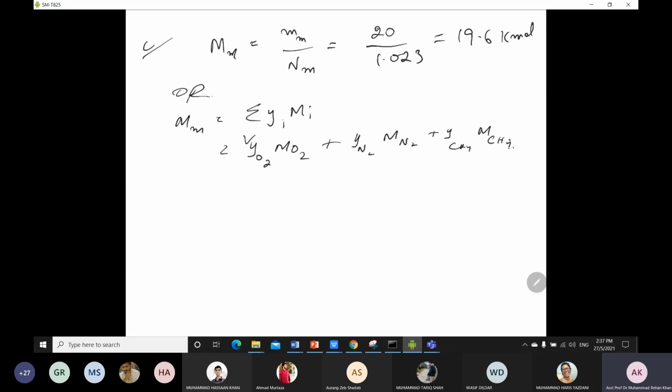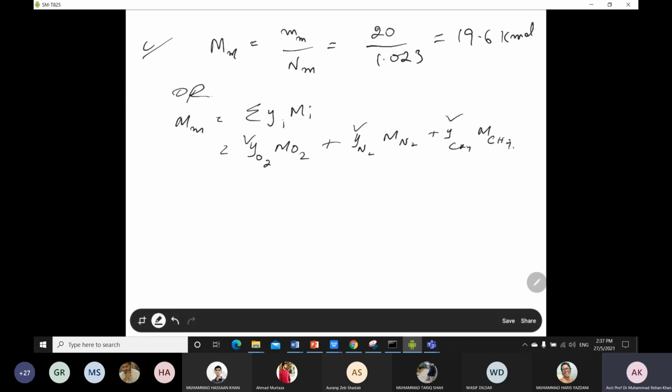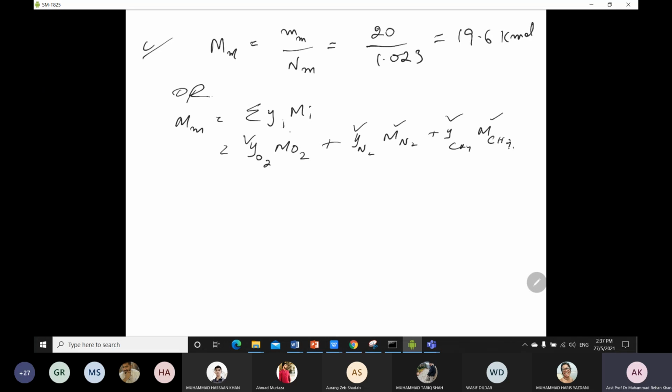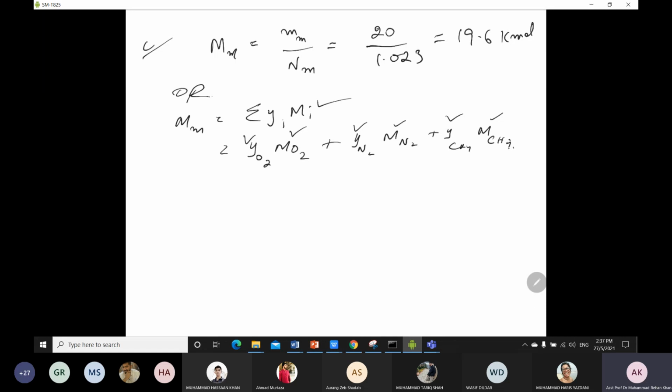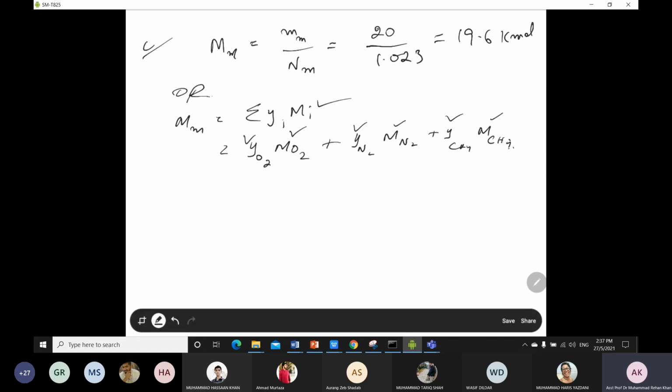You already have these terms from the previous part B, and the molar masses you can easily find from the thermodynamic table. So if the data is available in this form in the question, you can use this equation to find the molar mass of the mixture.